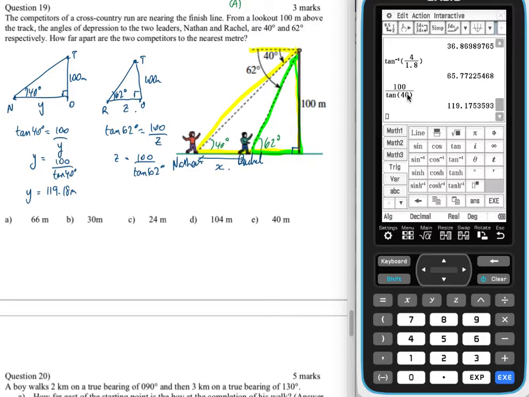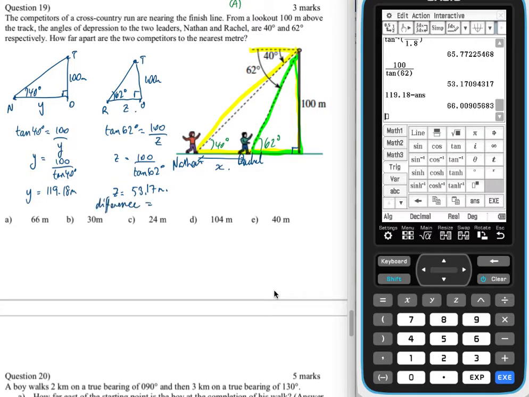Now we can just change this, now that we've typed that in, 62. So we can say Rachel is 53.17 meters away from the line. So what's the difference? We go 119.18 minus this answer here, so shift execute, and we've got the difference as the nearest meter, 66 meters. So the answer is A. On to the next question.